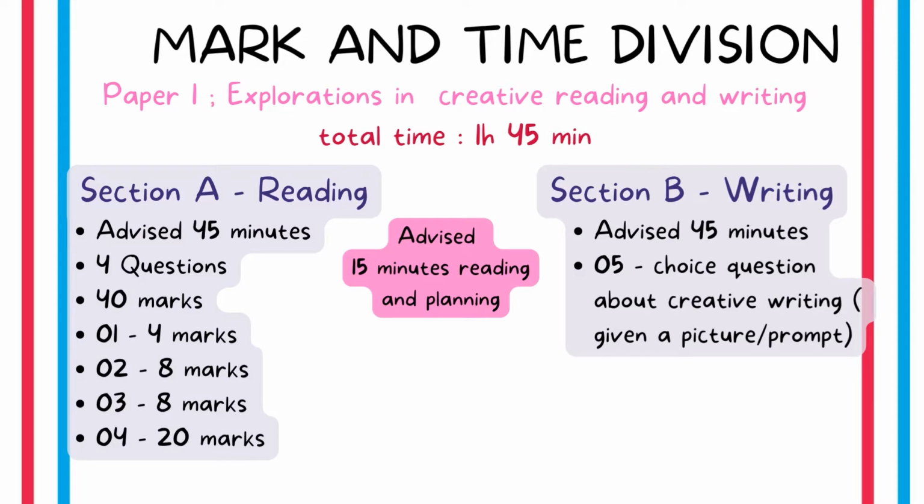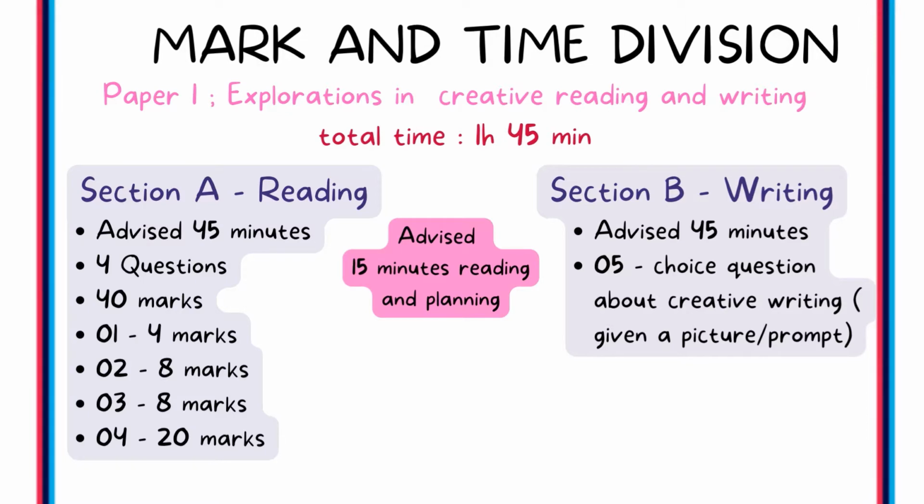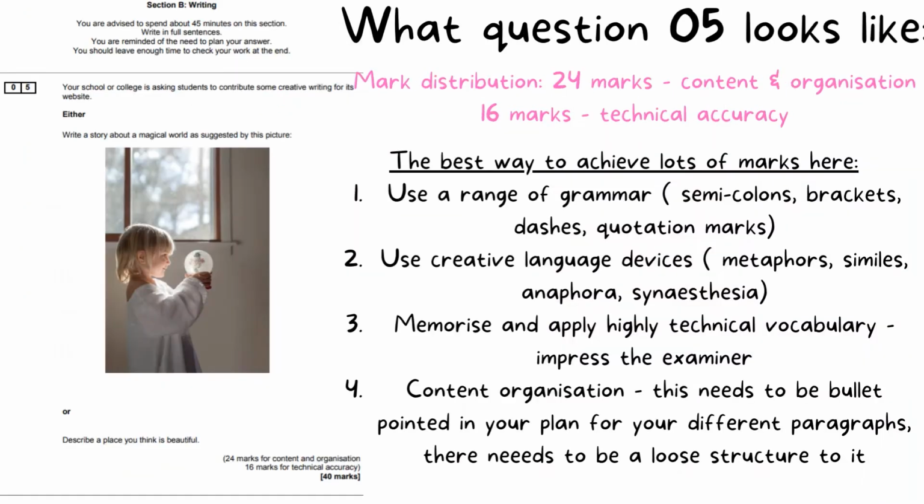You're either given a picture or a prompt, and you have to choose between them which one you want to write about. So let's look at what the question looks like. On the left, you can see a question. I believe it's from the 2020 paper. And it says you're advised to spend 45 minutes, write in 4 sentences.